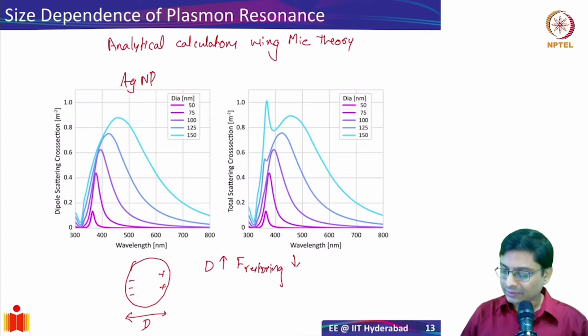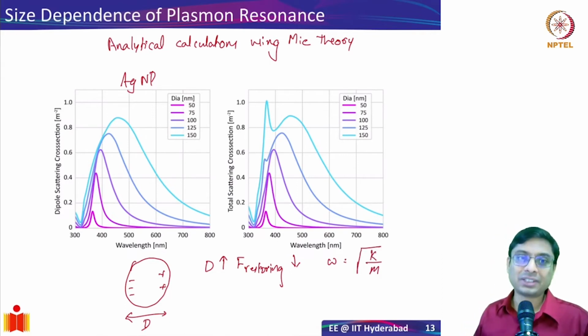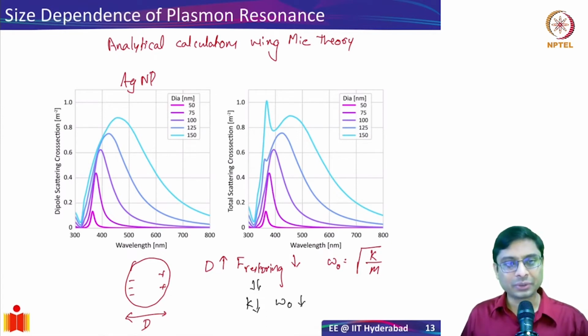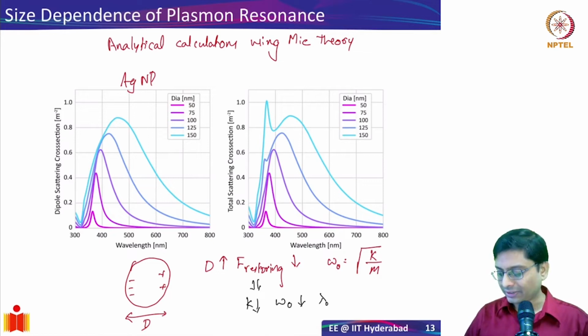And because of that, if you look at the resonant frequency, we have seen that for a simple harmonic oscillator, it will be the square root of K by M, wherein K is the spring constant, which is capturing the restoring force. So now effectively my spring constant K is reducing, right? Since my restoring force is decreasing, my K reduces, therefore my omega reduces. I'll call this omega naught. So omega naught reduces. The frequency of the resonance reduces. That means in wavelength, it redshifts, increases. Okay, it goes towards the red. That's why we call it redshift.